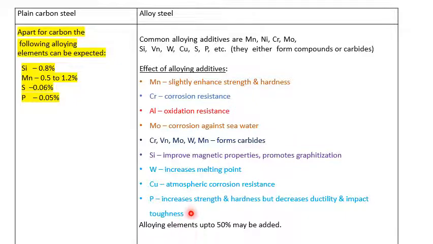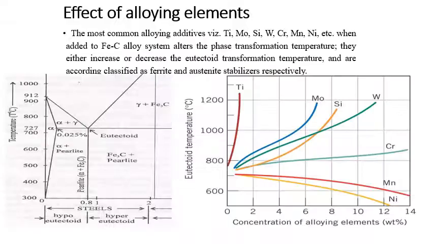So whenever we talk about alloying elements in steel, these are the impacts of adding them. Next, once we understand the elements which we add and the properties which we change in the steel, we'll see what the impact of these alloying elements is on the iron carbon diagram.